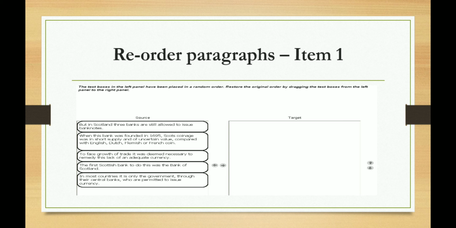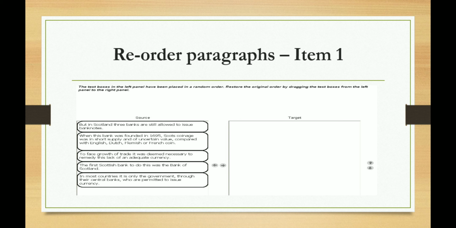Alright, so this is the first question. Remember guys, this is the exact screen you will get in your exam, and on the top side you will get the instructions for this particular question type, which you should read carefully. Here we have the instructions: the text boxes in the left panel have been placed in a random order. Restore the original order by dragging the text boxes from the left panel to the right panel.